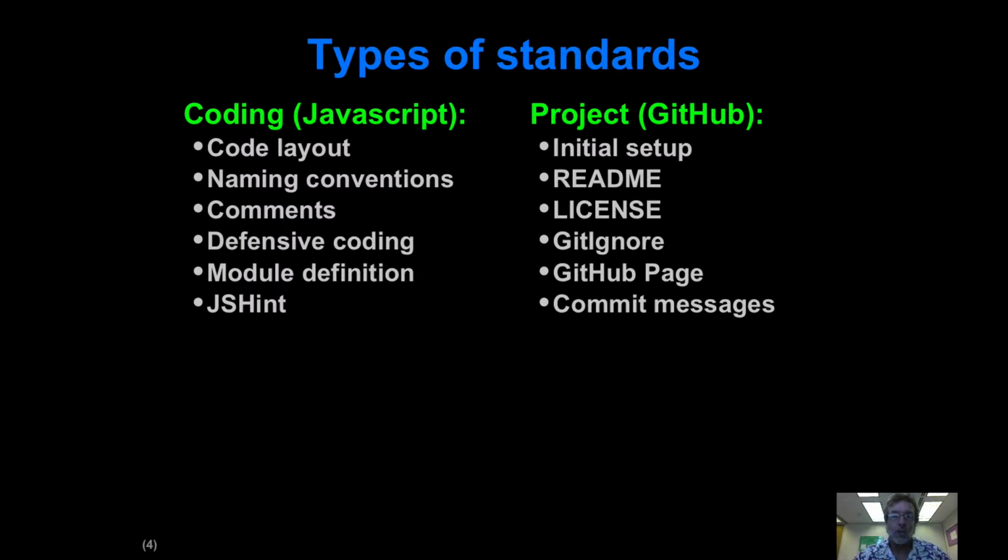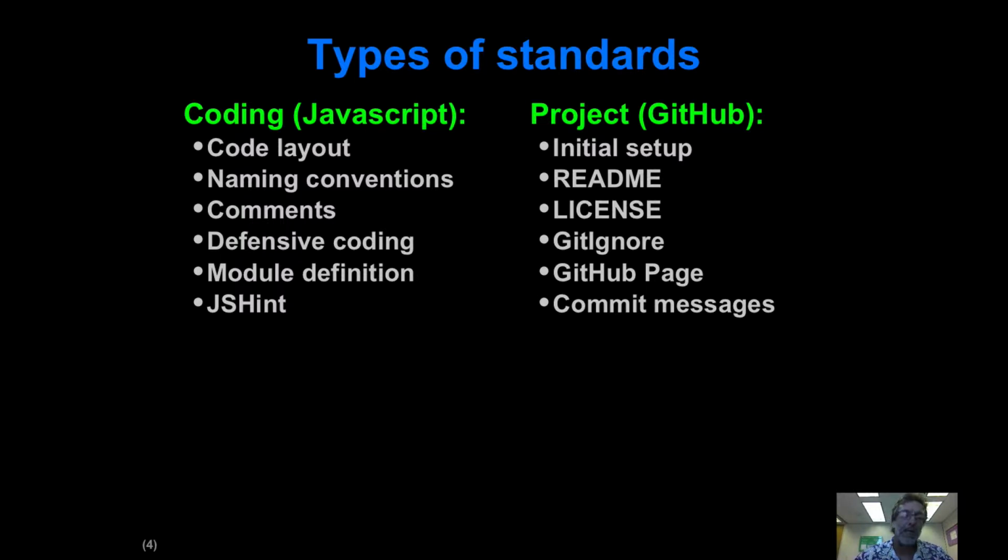So in this module, right now what I want to talk about is 2 kinds of standards, one relating to coding, and these standards are specific to the JavaScript language, and another set of standards related to the more overall project, and this has a lot to do with our hosting mechanism, which in this case is GitHub. So for coding, we're going to think about the layout of the code, which is pretty trivial, but then also things about how you name variables and how you do commenting and avoid various problems in your coding.